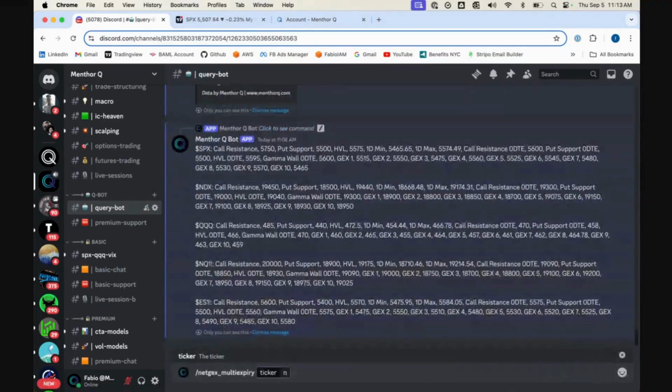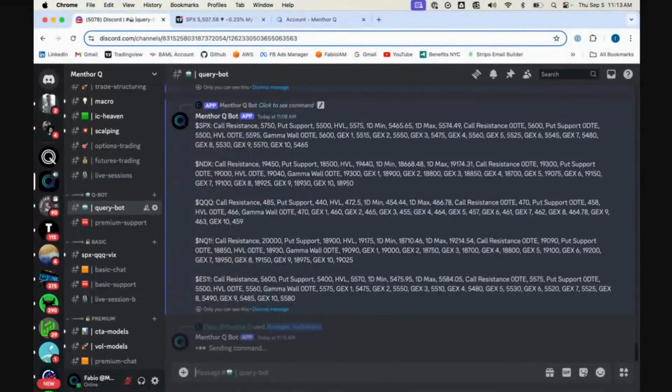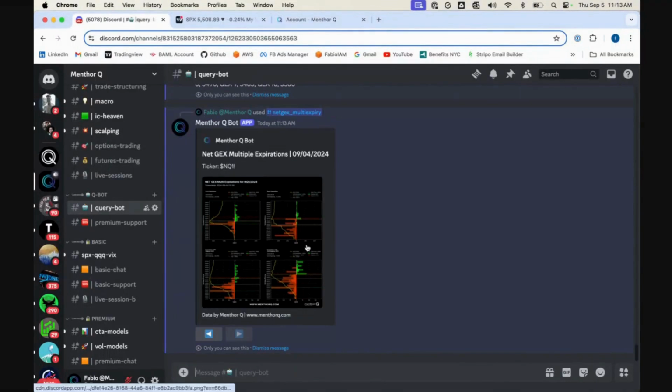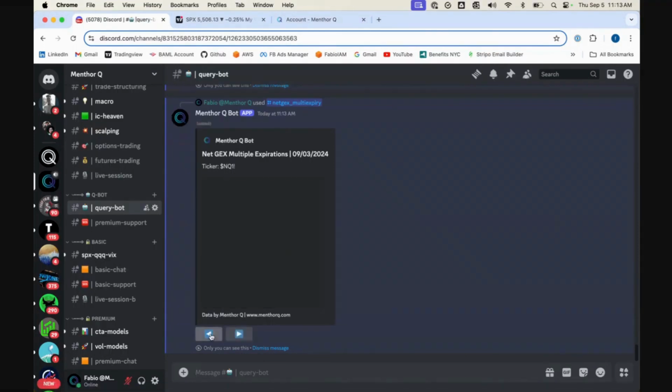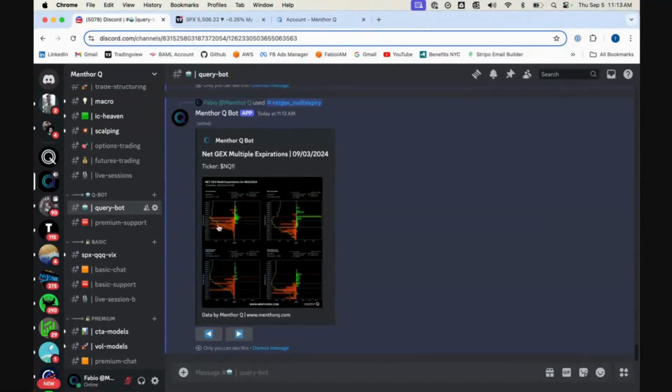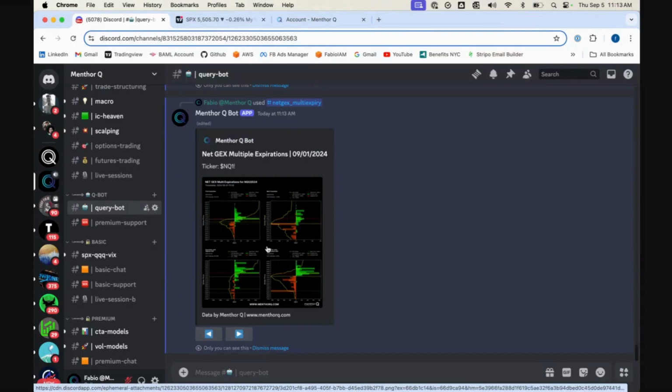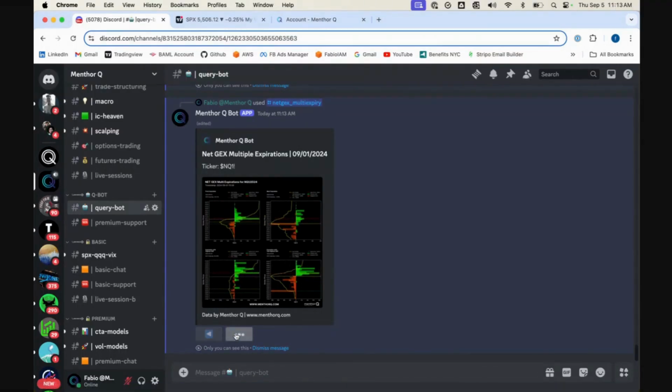So if we look at MenthorQ, for example, here we have our net gamma exposure multi-expiration from today. We can also go back in time and look at how things have changed over time. You can see, for example, that 2 days ago there was a lot of bullish gamma, so a lot of call gamma. As we can see now, the picture is a bit different.